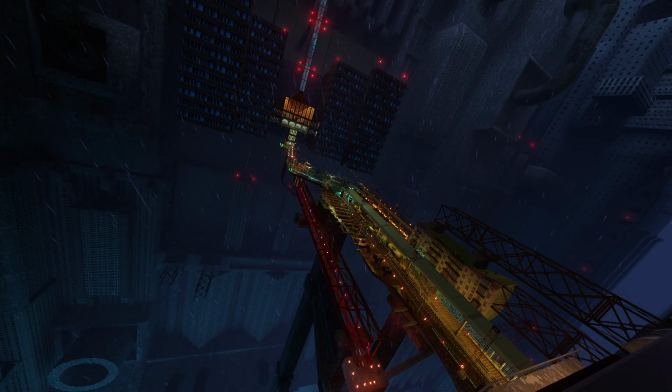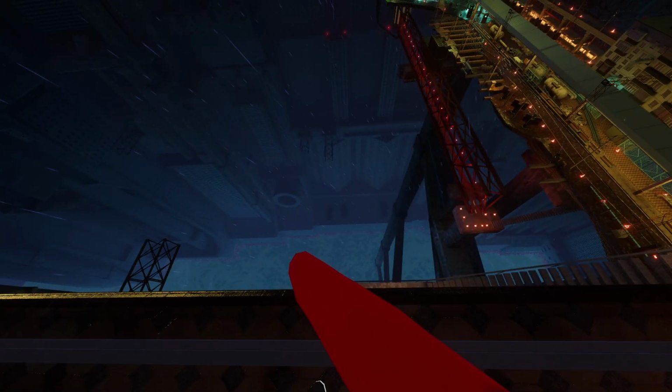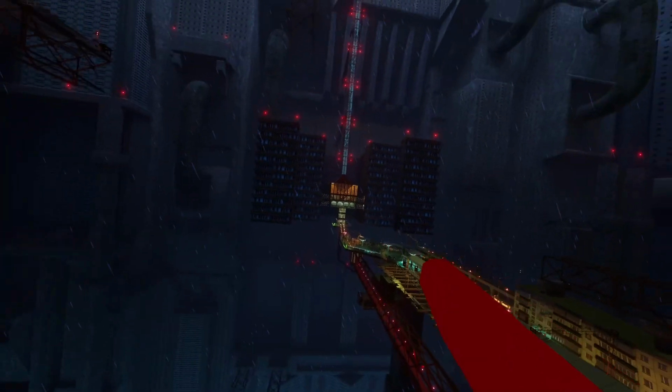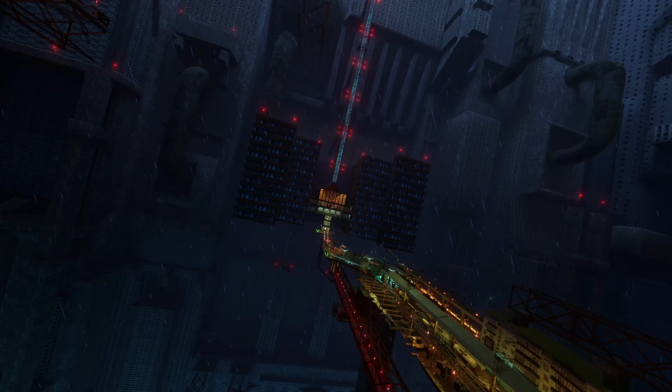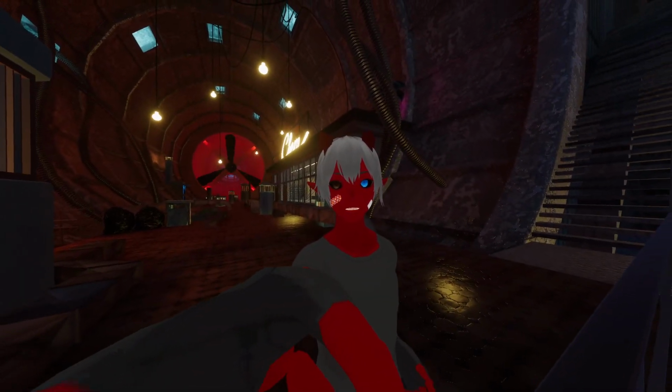if I grab the camera, there we go. Oh, it's doing some weird stuff. Can you see? There's like all the way down is a river down there. For some reason it blocks my character when I move too far forward holding the camera.